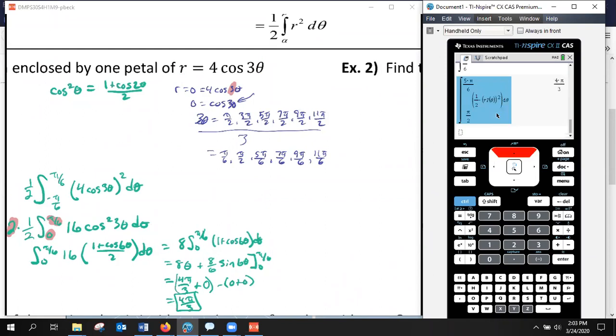Now, next question is, what happens if I go from 0 to 2 pi? Why does it give me 8 pi instead of 4 pi? Because the normal domain is 0 to pi. Yeah, it's double trace. Very good. Good job there.